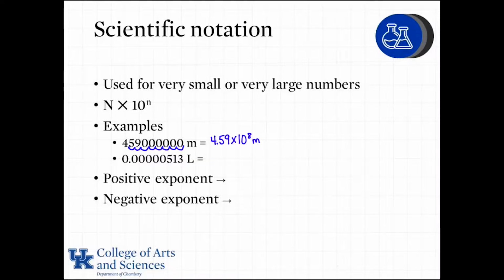Now let's look at a value that is less than 1. In this case, we're going to move the decimal point to the right. So we count over and we get 6 decimal places so that we have one non-zero digit to the left of the decimal point. We can then write that as 5.13 times 10 to the minus 6. Notice that when we have a positive exponent, the number is greater than 1, and when we have a negative exponent, the number is less than 1.